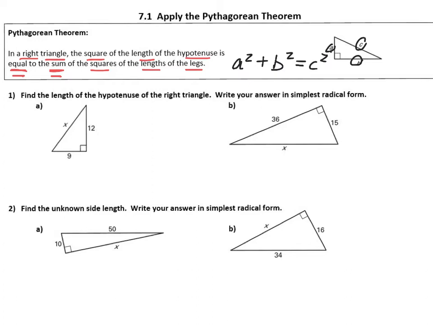Now, another way to think about it is the Pythagorean theorem is essentially saying leg squared plus leg squared equals the hypotenuse squared. Now, how do I know which side is the hypotenuse? The hypotenuse is the longest side, and to identify the longest side, it's always going to be across from the right angle.